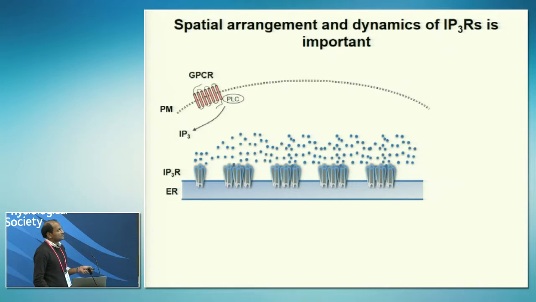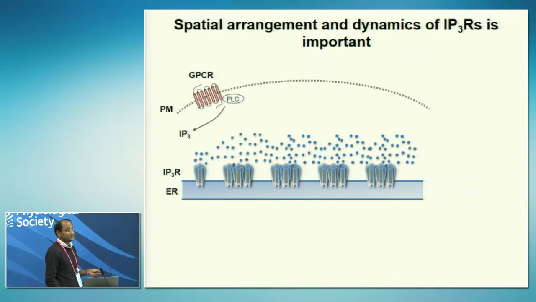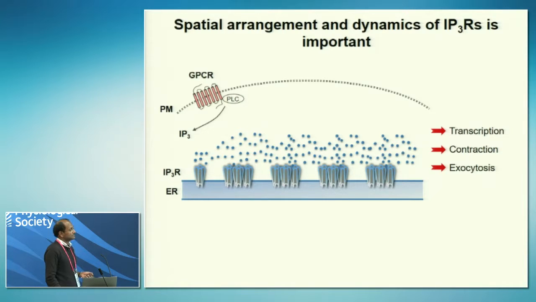It is the spatially and temporally organized calcium signals that allow calcium to selectively regulate a variety of cellular processes, including gene transcription, contraction, and exocytosis. The underlying spatial architecture of the IP3 receptors in the endoplasmic reticulum membrane is very important because it determines the propagation of these calcium signals and thereby controls the cellular response.